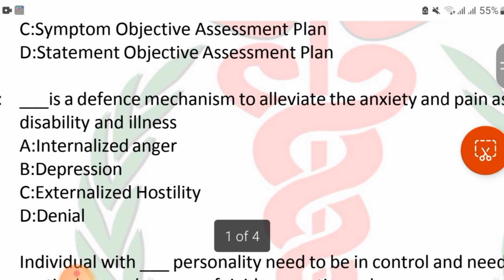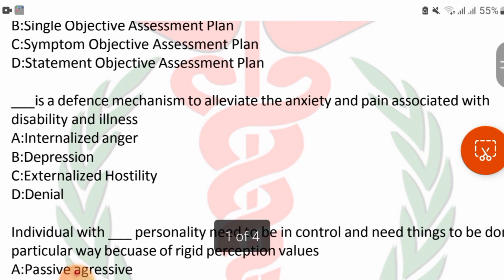So let's move towards the third MCQ, that is dash is defense mechanism to alleviate the anxiety and pain associated with disability and illness. Option A is internalized anger, option B is depression, option C is externalized hostility, and option D is denial. So what could be the defense mechanism to decrease anxiety or pain that is associated with disability or illness? So the option for this is option D, denial.